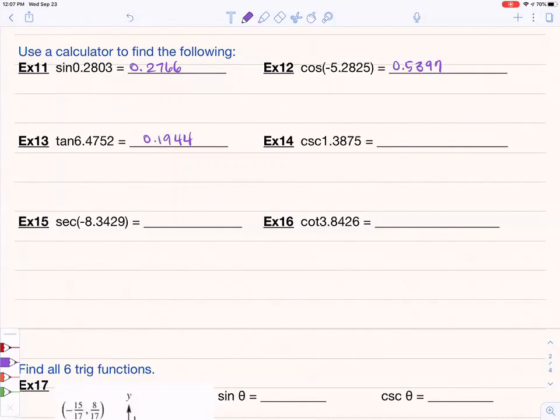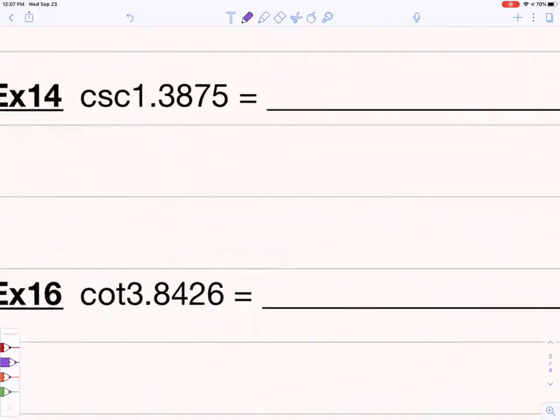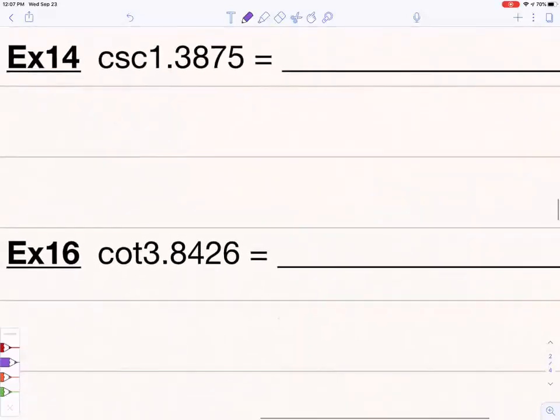Now, 14, 15, and 16 are a little more challenging because you don't have buttons for these, right? So how am I going to do number 14? Yeah, this is the same thing as 1 over the sine of 1.3875.